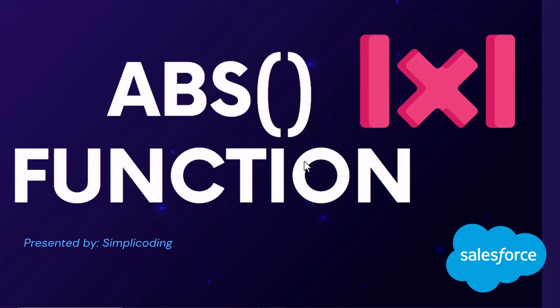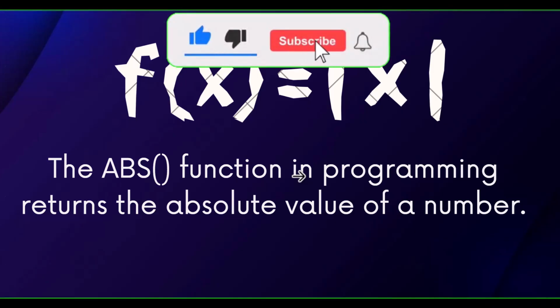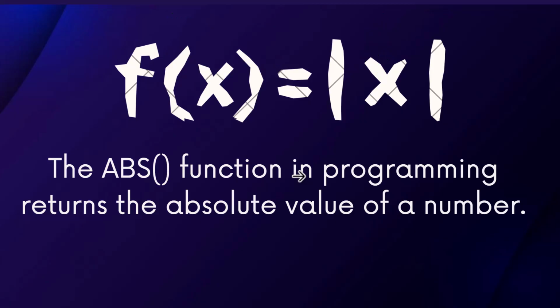In today's video, we are going to discuss the ABS function in Salesforce. So let's proceed and first understand what we mean by the ABS function. The ABS function in programming returns the absolute value of a number, which is the non-negative value without regard to its sign. Whether the input is positive or negative, the result is always positive.